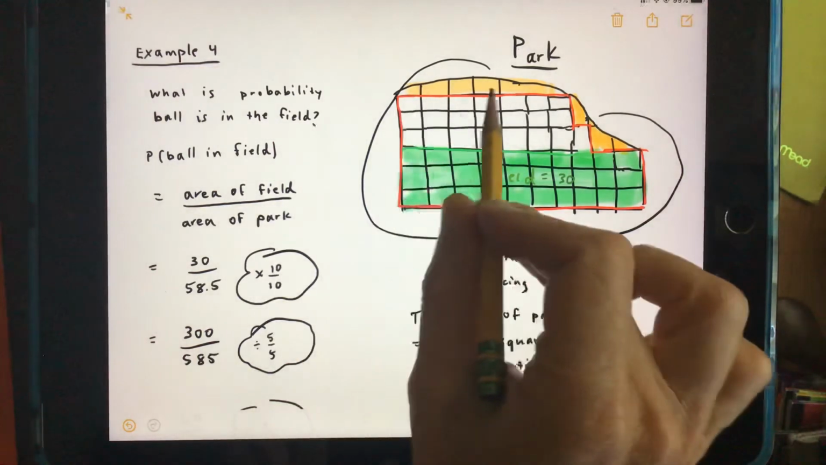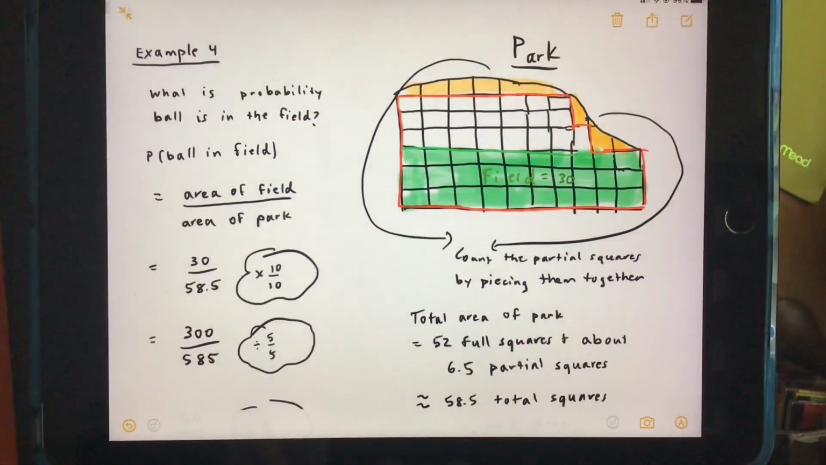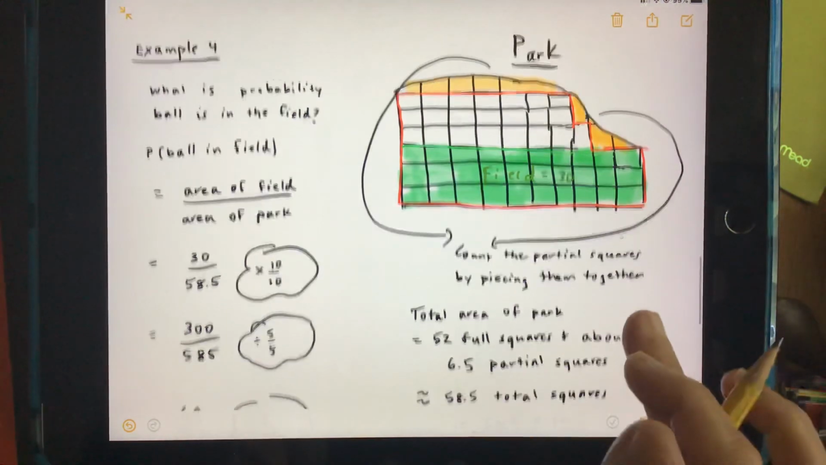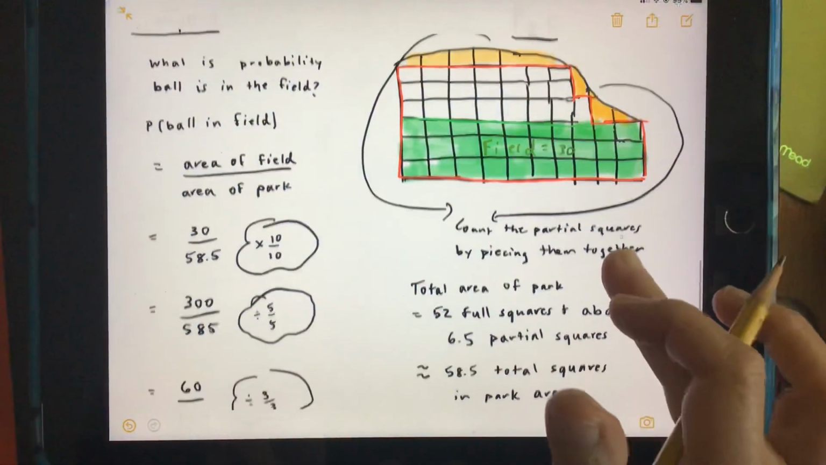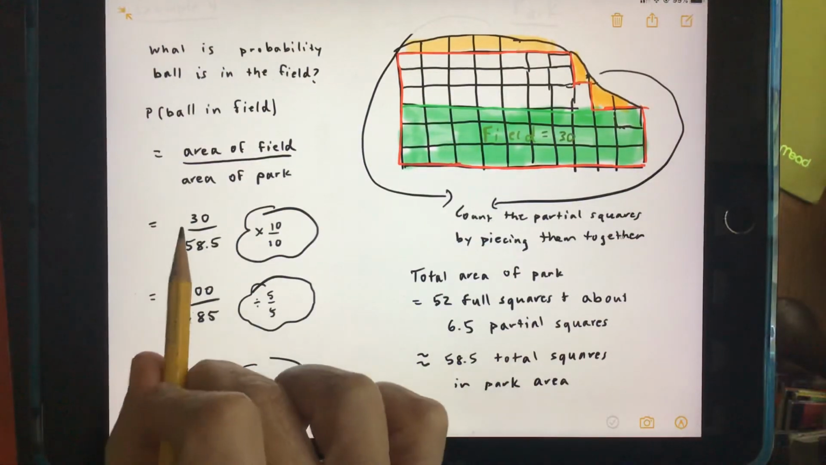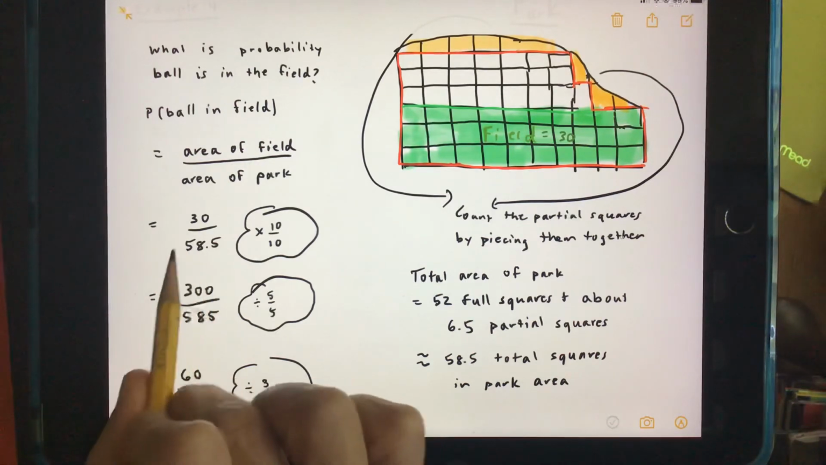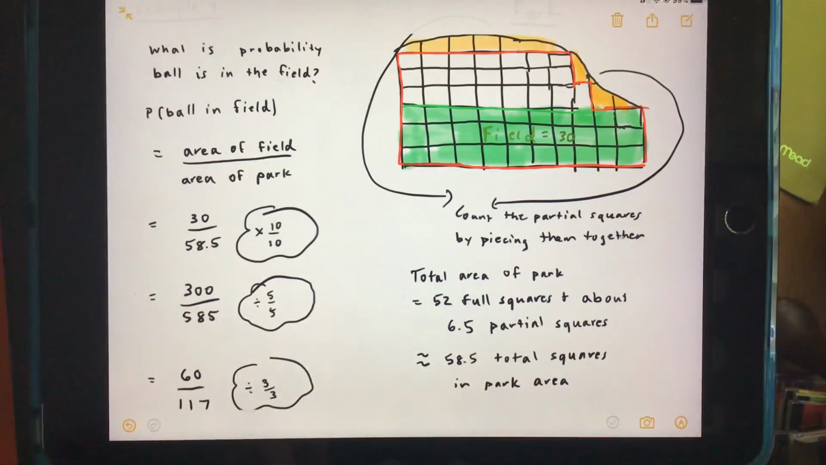And then we count the partial squares, kind of piece them together. When we do that, we'll get about 6.5 partial squares. Your answer might be a little bit different in counting them, but somewhere around 6.5 when you piece them together. That means altogether there would be about 58.5 total squares in the park area. All right, so the area of the field would be 30 over about 58.5. If you got 58, 59, somewhere in that area, even 60, you would be fairly close. And again, this is just an approximation.